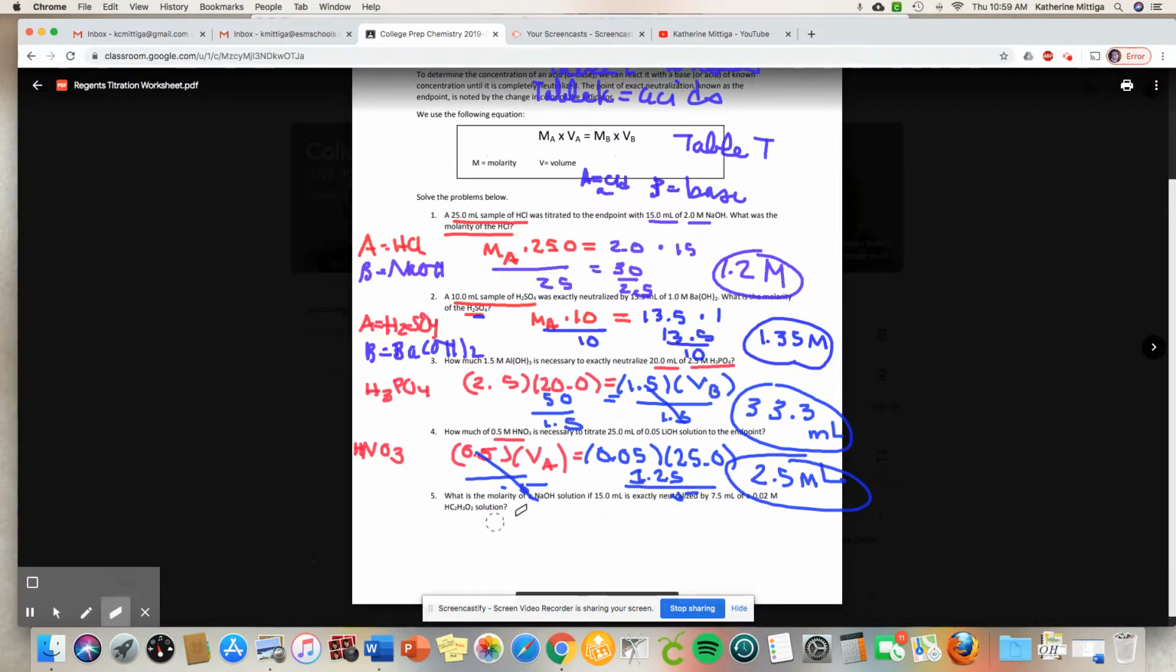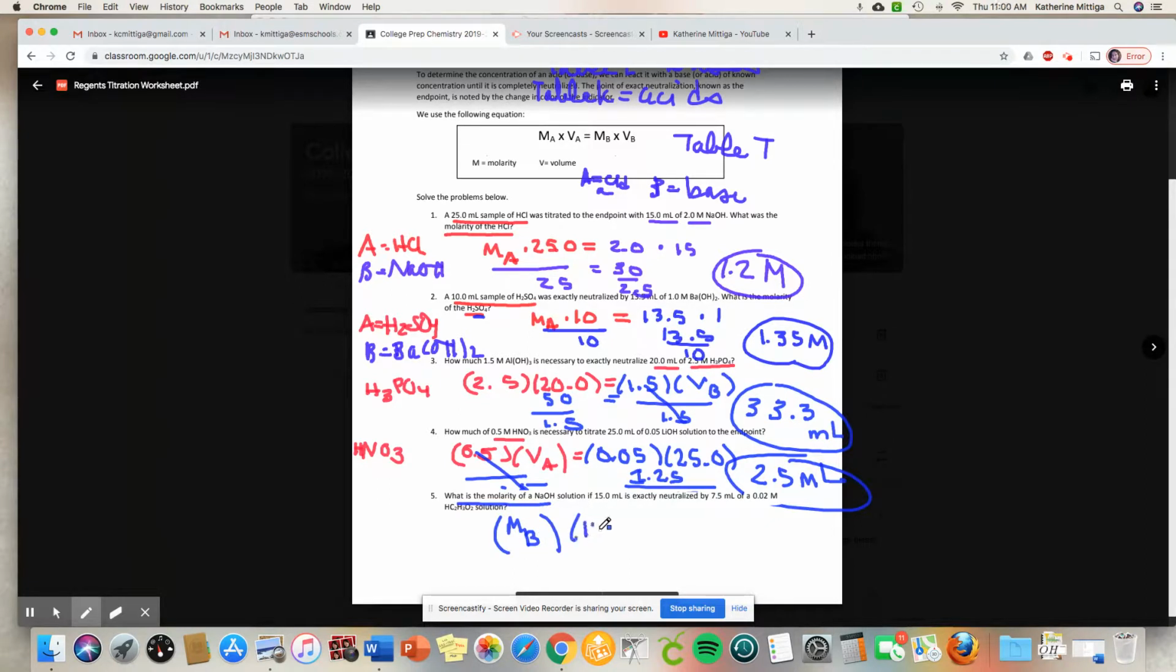Finally, the last one. I'm going to make that easier to see. What is the molarity of an NaOH solution if 15 milliliters is exactly neutralized by 7.5 milliliters of a 0.02 molar, that thing. Okay, so what is NaOH? NaOH is not on table K, but it's on table L. It's a base. It's called sodium hydroxide. So what is the molarity of that? So that's molarity of the base.